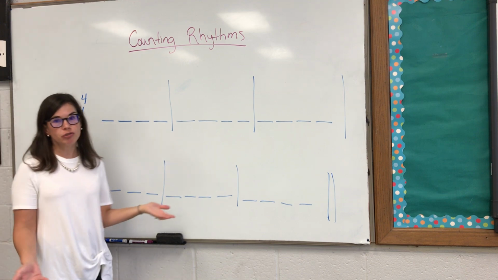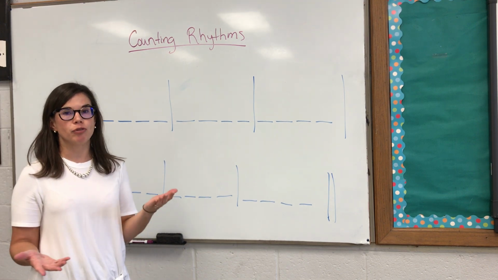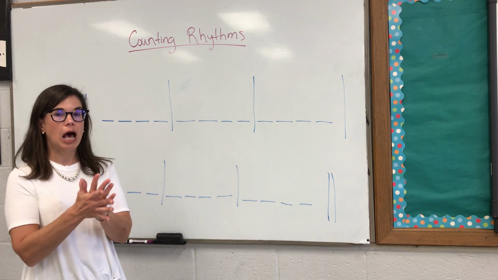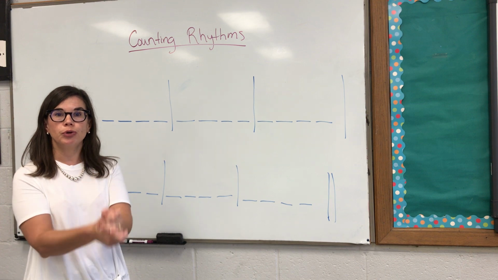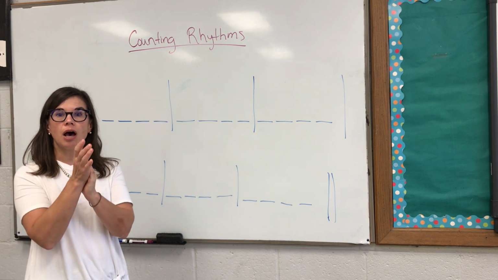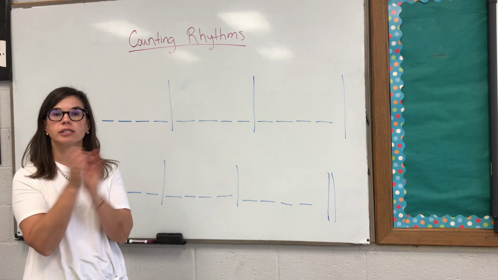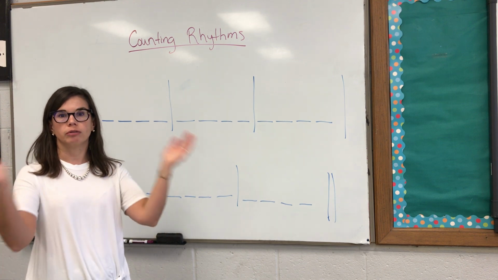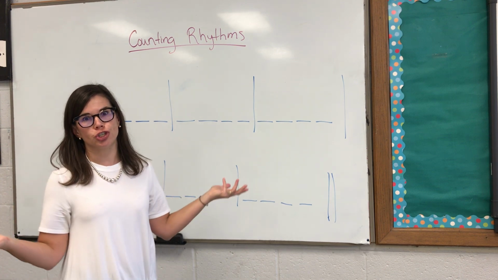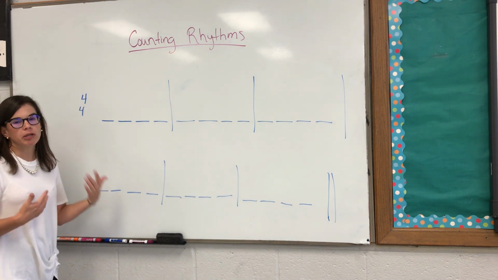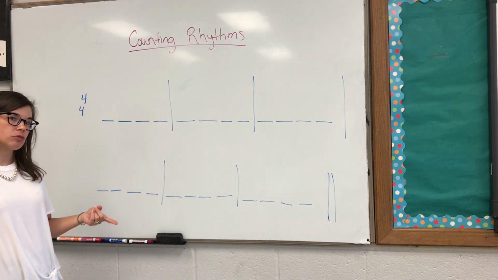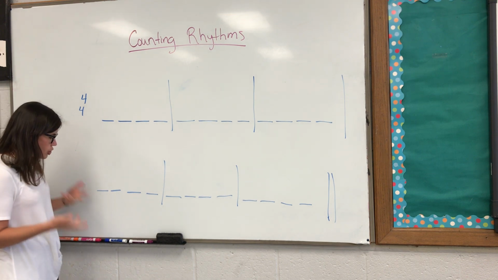Now, when you were in elementary school, you may have clapped rhythms and said, ta, ta, ti, ti, ta, or ta, ta, ta, ti, ti, shh, shh. And you would have done the shushes for the rest, of course. But what we're going to do is in middle school and high school, we use numbers to count, okay? And so we're going to just take a look at that.